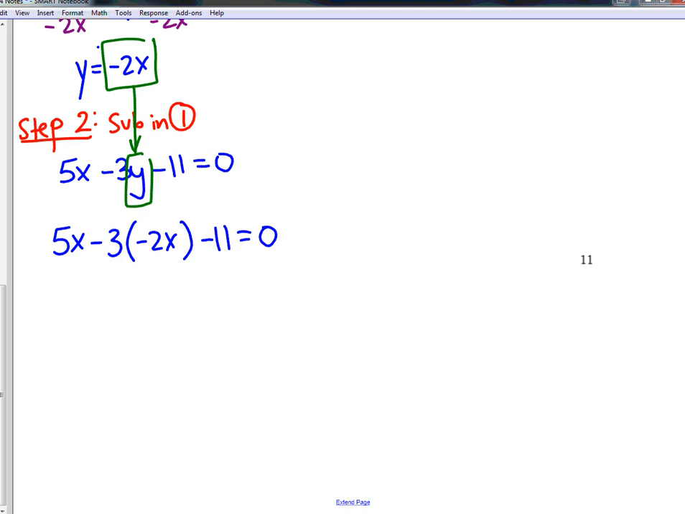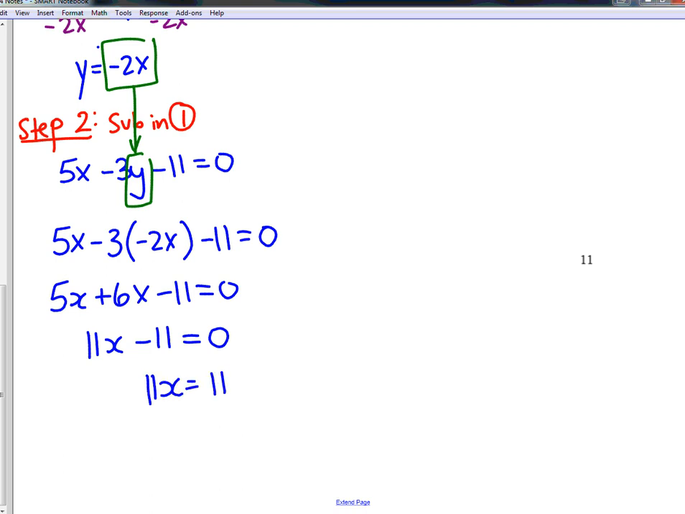Okay, so now it's algebra. 5x, negative 3 times negative 2x, plus 6x minus 11 equals 0. Or 11x minus 11 equals 0. Now we add 11 to the other side. We're going to move the 11. Divide both sides by 11. x is equal to what? 1. x is 1.